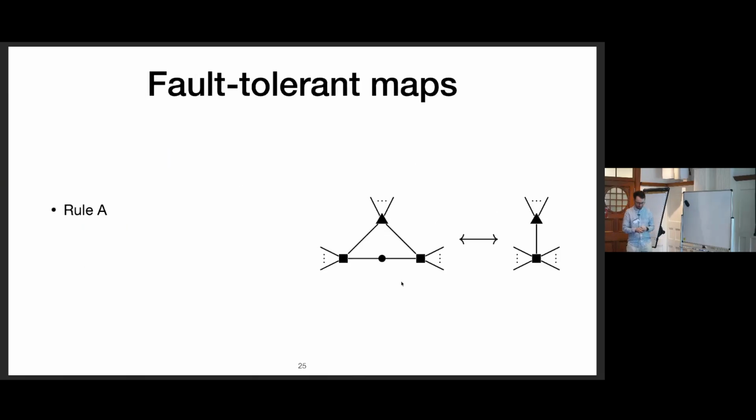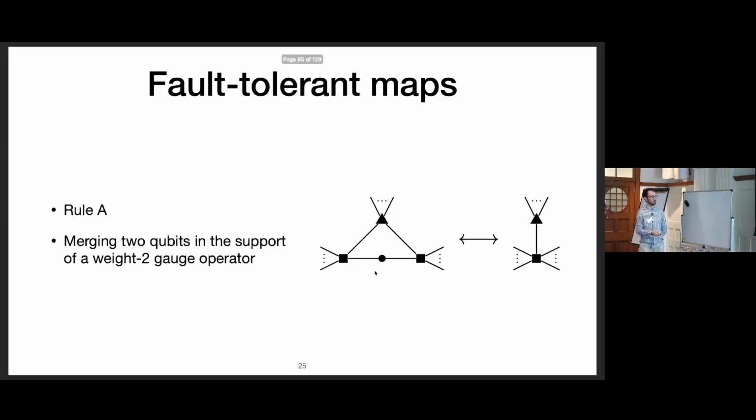Right, so now I can tell you about two examples of fault-tolerant maps. The first one we call rule A, and I'll write them in terms of this graphical language. What you can interpret this as is that I have this 2-qubit gauge operator here, and then I'm allowed to merge the 2 qubits in its support to a single qubit here. And you can maybe see that this won't change the distance, because if I have an error here, it's equivalent to one here. If I have a 2-qubit error, I can just remove it. So you can see that that will be true.